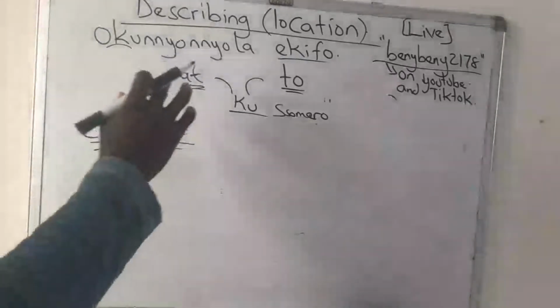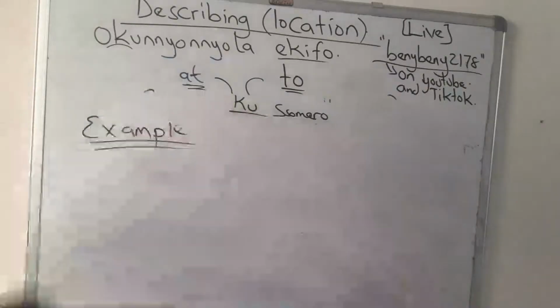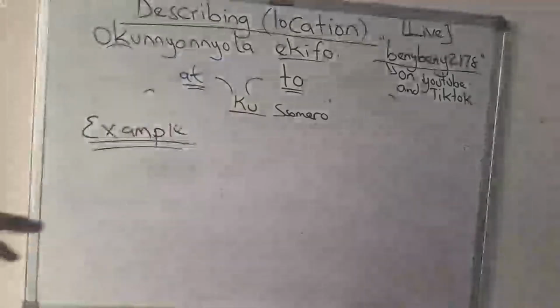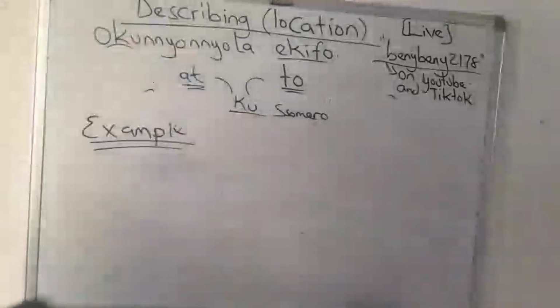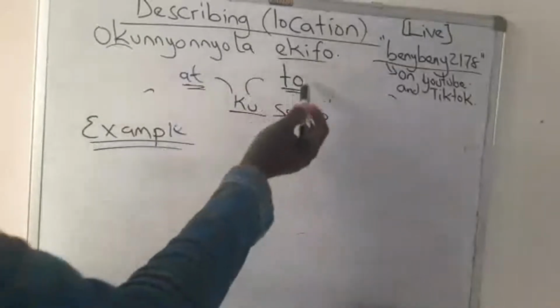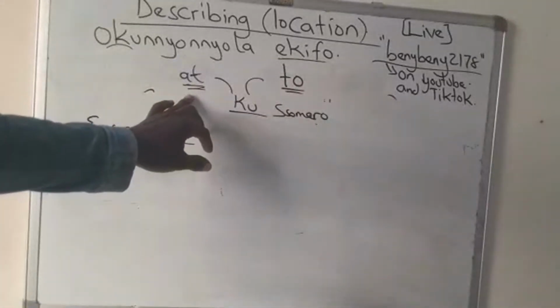Okay? So, at, and where do we use at? Where do we use to? Today we are going to look at the difference between these two words. So, for example, ngenda ku katale, ngenda ku ssomero. Are we together? So, there is some difference between at and to. Waliwo enjawulo wakati w'okozesa at n'okozesa to.